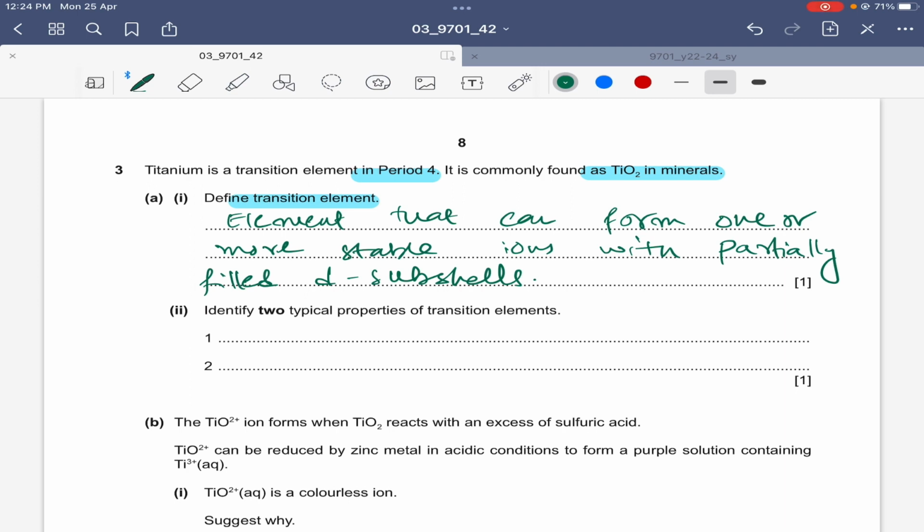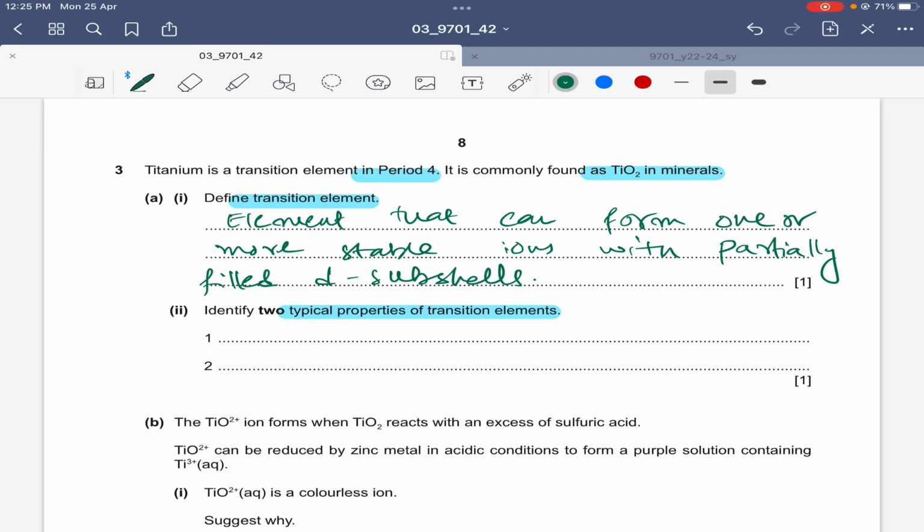Alright, now the next part of the question is, identify 2 typical properties of transition elements. So transition elements have various typical properties. First of all, they give variable oxidation states, right?